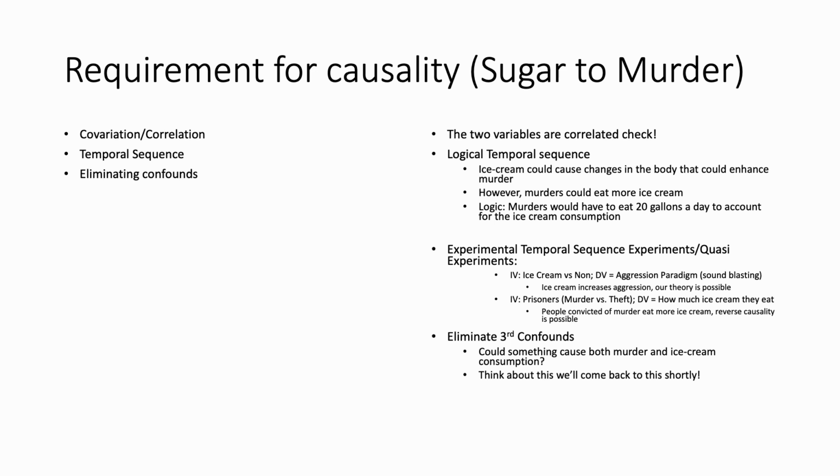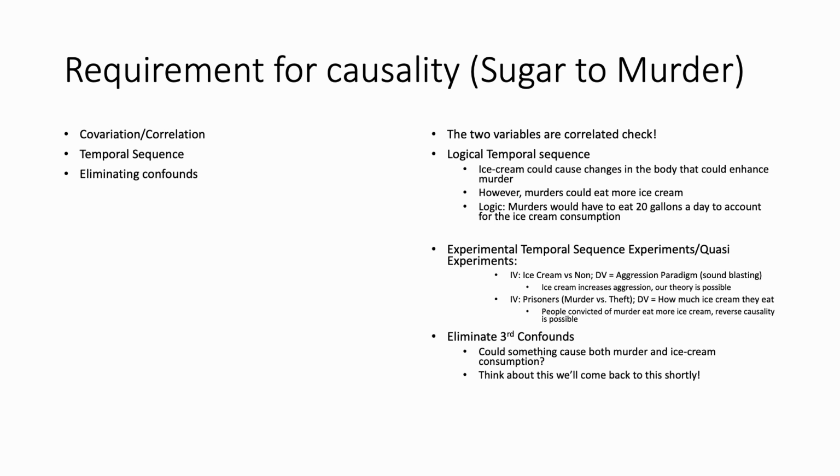The second thing you need to do is you need to examine reverse causality. So it could be like, examine reverse causality and examine logic of the temporal sequence. So first, it could be that ice cream causes changes in your body that make you more prone to violence and murder. That does make sense to some degree. We'd have to do some literature review and see if that's true, but from a logical standpoint, that could be the case.